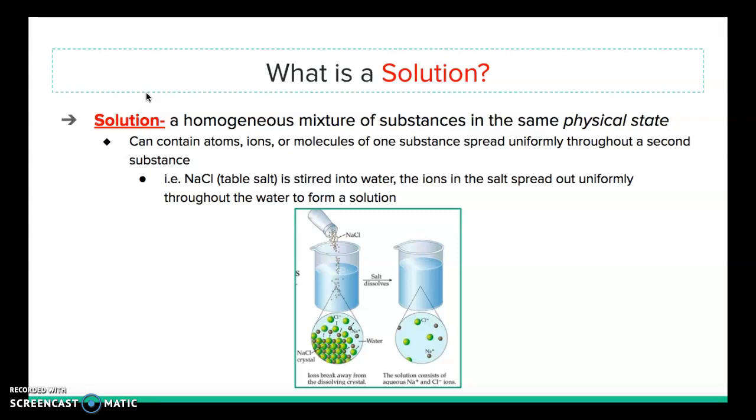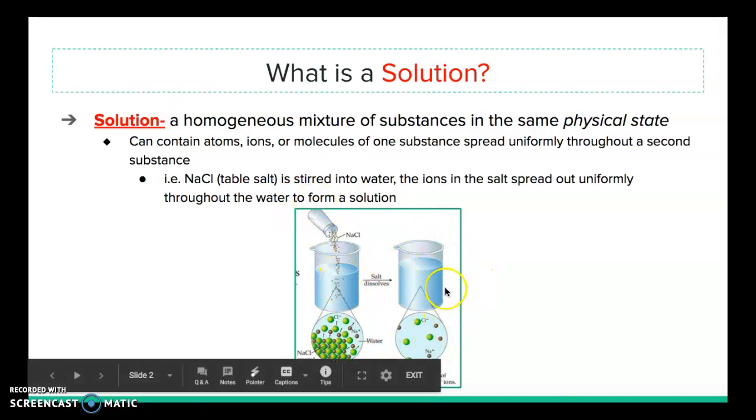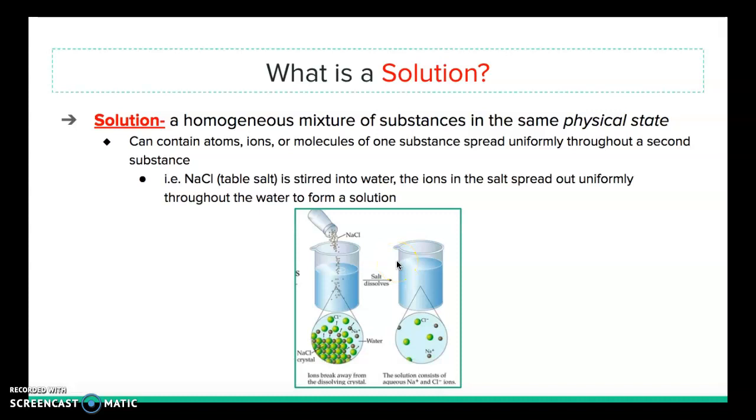So what is a solution? A solution is a homogeneous mixture of substances in the same physical state. So this can be atoms, ions, or molecules, and then when they are added to a second substance, they are uniform throughout. So they are a nice liquid solution. For example, when we add table salt to water, we do get this uniform solution in the water. So we first add the solid and then we get a nice liquid solution because those salt molecules dissolve into our water, which I'll get into a little bit more in detail in a few slides.